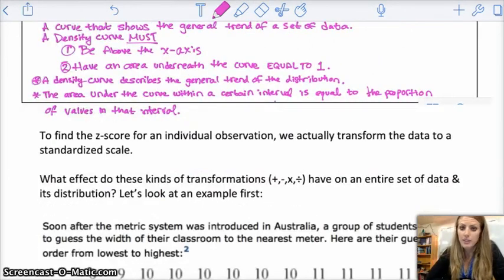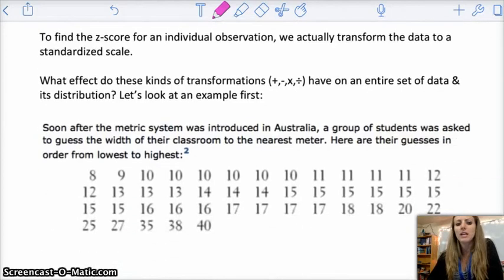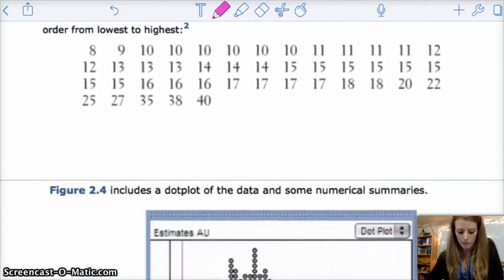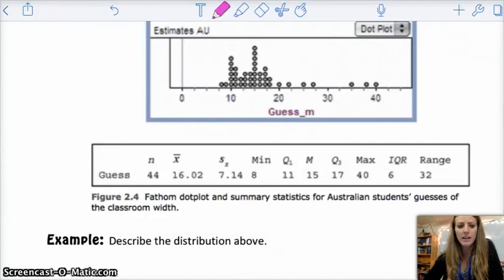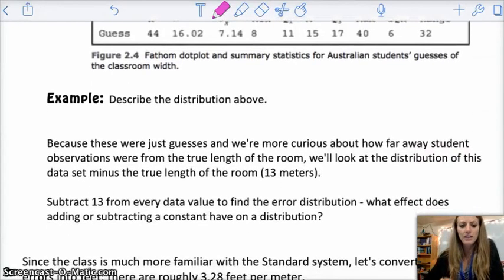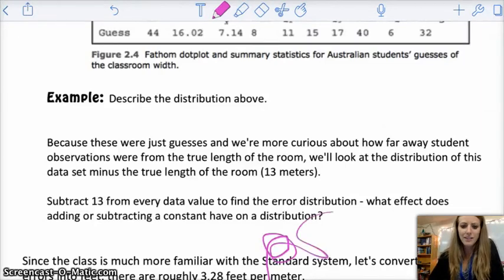So the next example is basically kind of the same thing I showed you before with the graphing calculator, but a different set of data. So you've got a group of students in Australia guessing the width of their classroom to the nearest meter, so here's your data set, and then they include the stats and the distribution for that. Go ahead and answer the next couple of questions, and hopefully it's nice now.